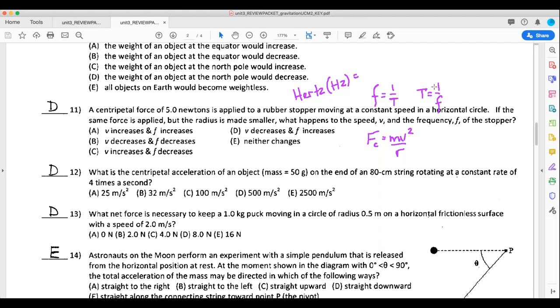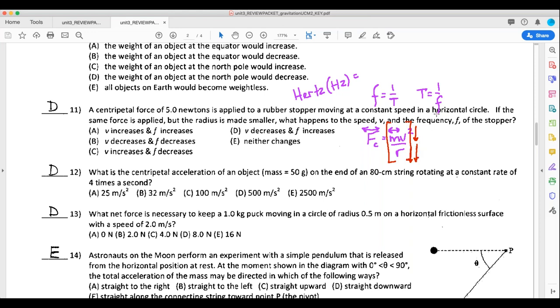So we know that the mass doesn't change in this problem. It's still the rubber stopper. And they say if the same force is applied, so the centripetal force, the value on the left-hand side doesn't change. That means the value of this fraction can't change either. If we make the denominator smaller, then the numerator also has to get smaller because the value of this whole fraction isn't changing.